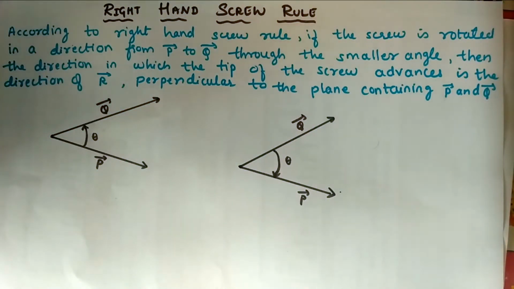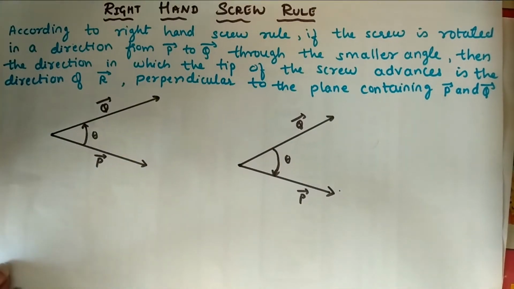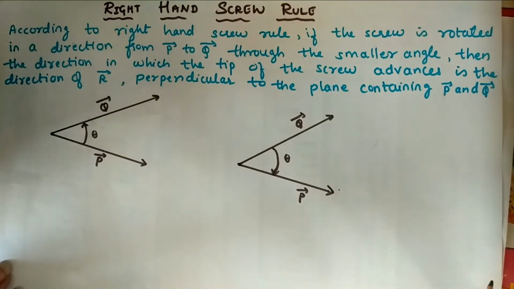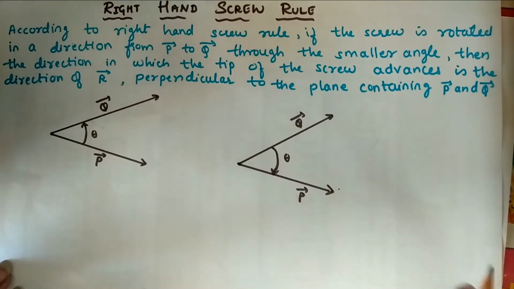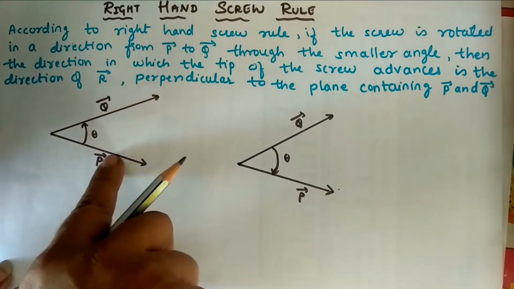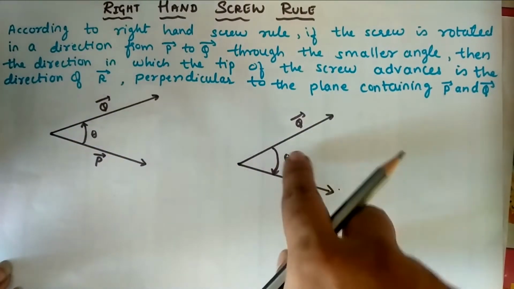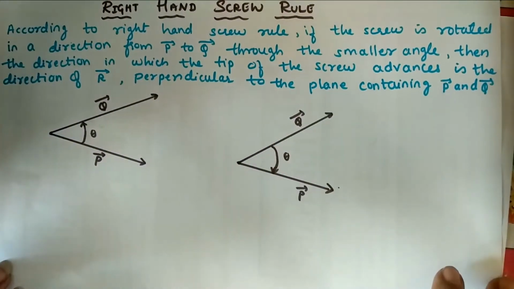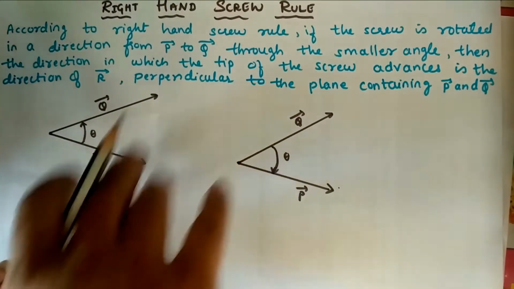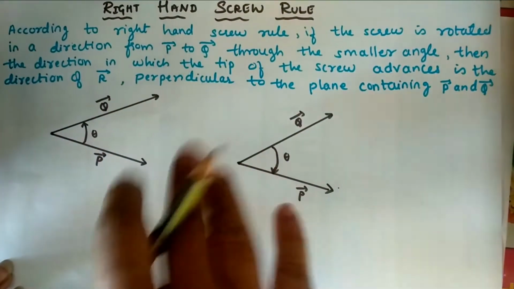Right hand screw rule. According to the right hand screw rule, if the screw is rotated in the direction from P to Q through the smaller angle. See here, I have taken two cases over here. Here the direction is from P to Q, and in this case the direction is from Q to P.